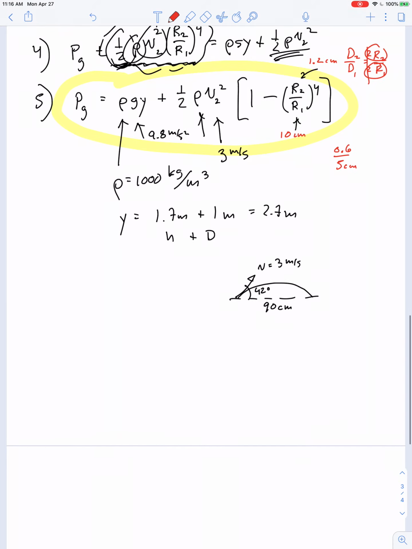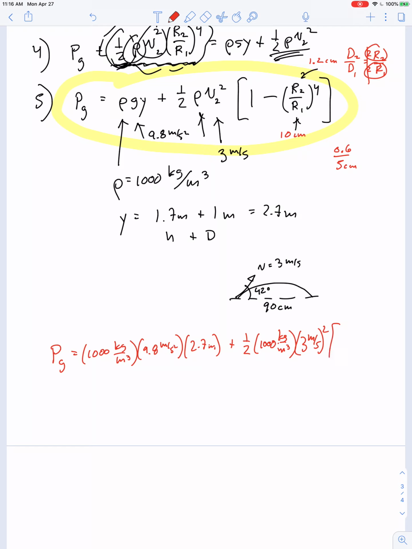So let's plug in and see what we get. The gauge pressure would be equal to 1,000 kilograms per cubic meter times 9.8 meters per second squared times 2.7 meters plus 1/2 times 1,000 kilograms per cubic meter times 3 meters per second squared times 1 minus 1.2 over 10 to the 4th power. Grab a calculator and see what you get.